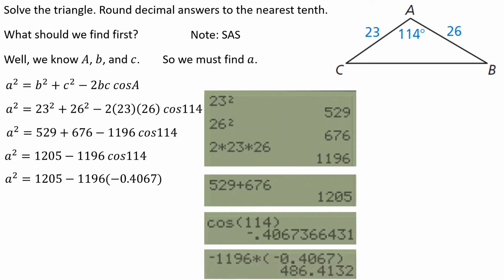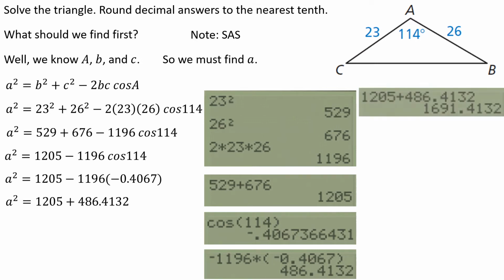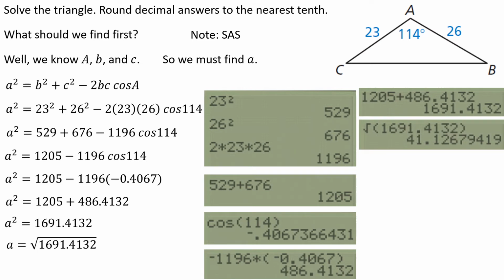Now I can multiply. Negative times negative comes out positive. And now I'm going to actually end up adding, and I get 1,691.4132. Take the square root, and so A is going to be approximately 41.12679, etc. Rounded off to the nearest tenth, I get 41.1.